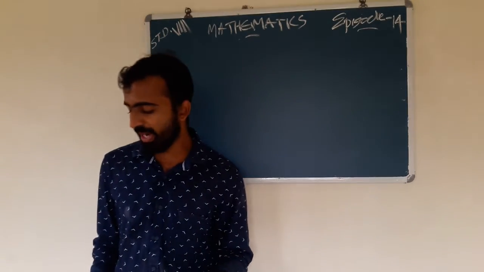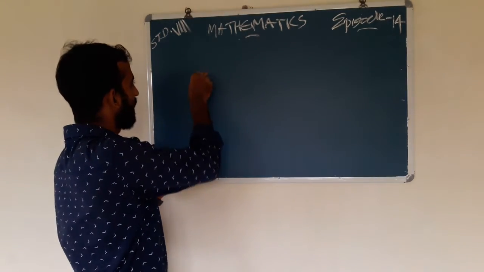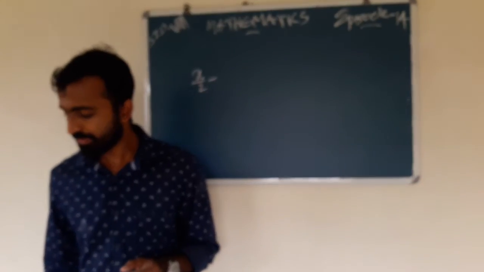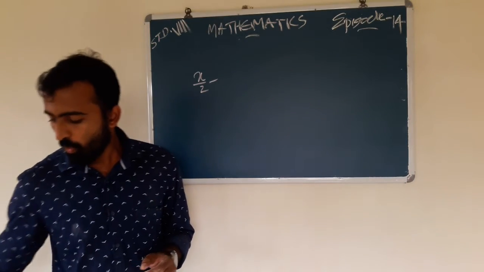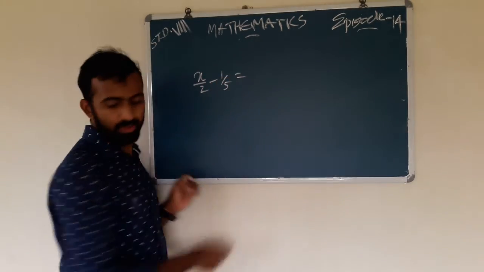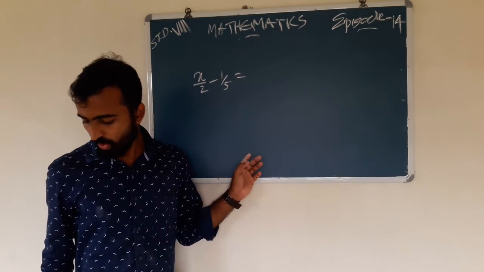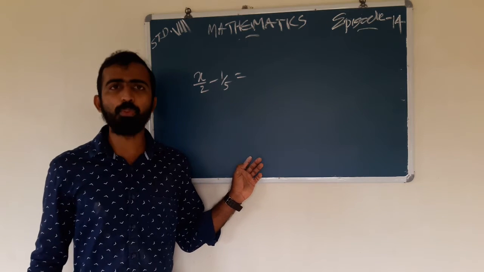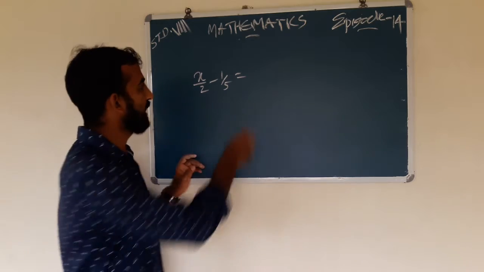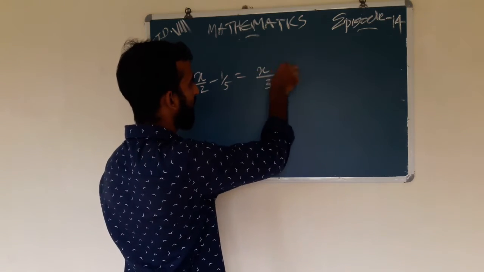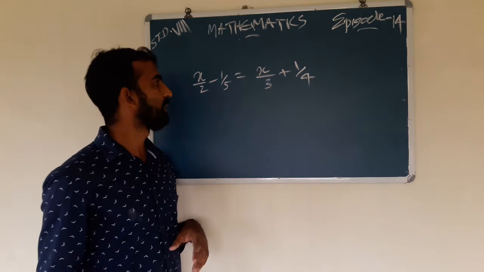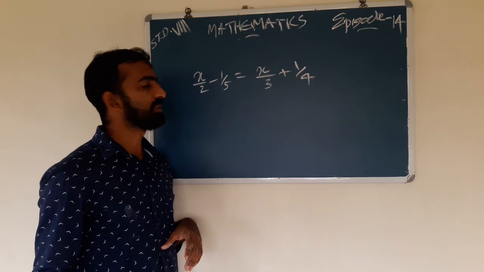Solve the following equation: x by 2 minus 1 by 5 equal to x by 3 plus 1 by 4.